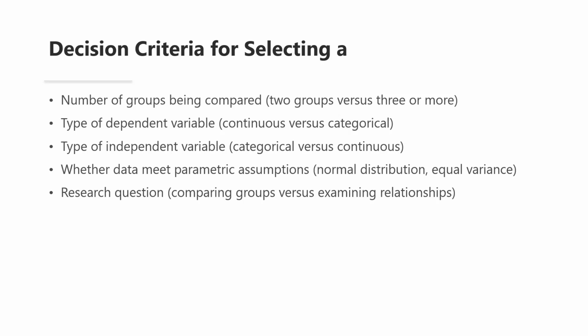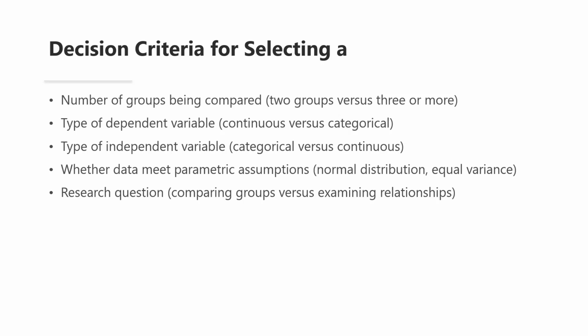First, consider the number of groups you are comparing. Are you comparing two groups, such as a treatment group and a control group, or are you comparing three or more groups, such as three different intervention conditions? The number of groups determines whether you use a t-test or an analysis of variance.